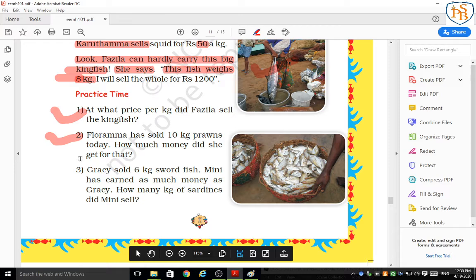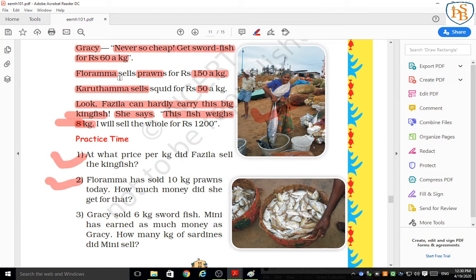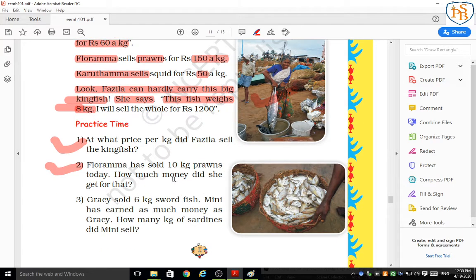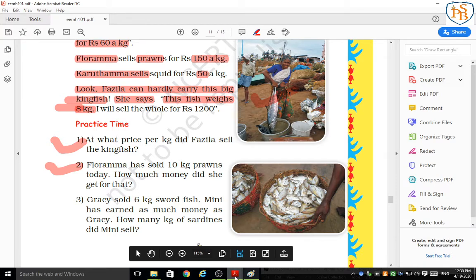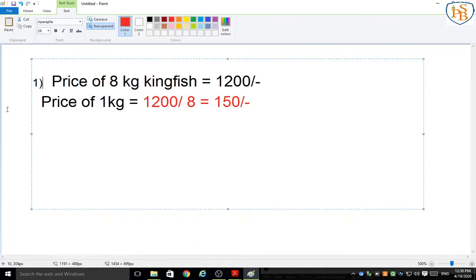Let's solve the next question. Question number 2 is, Florama has sold 10 kg prawns today, then how much money did she get for that? What are they given here? Florama sells prawns for rupees 150 per kg. Now here she has sold 10 kg prawns. So how much money did she get for that? Yes, how can you solve? Very simple. It's only multiplication.